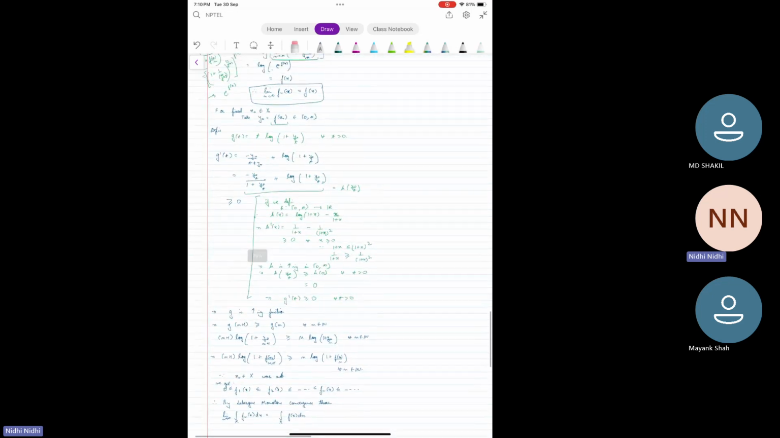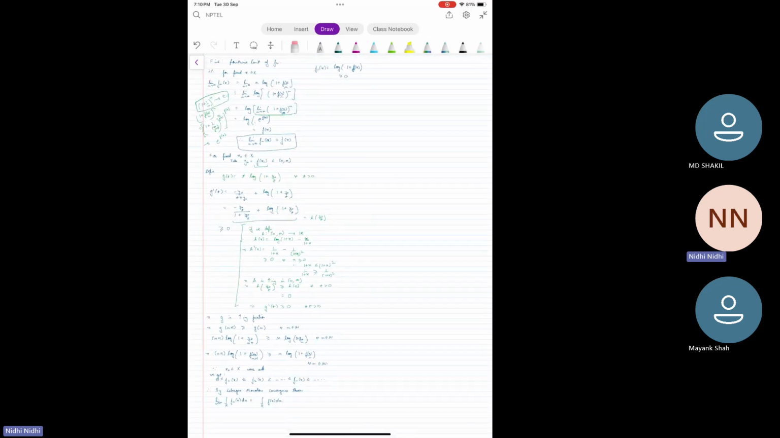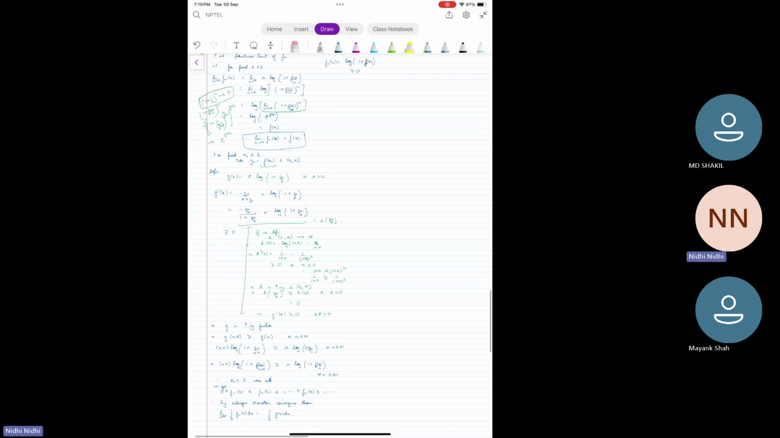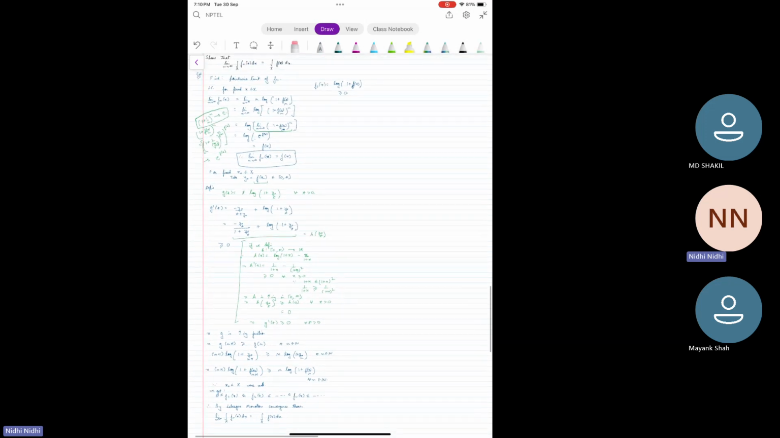Please go through the solution again and let me know if you have any doubt at any point. So the main idea was to show that the sequence of functions is monotonic and its pointwise limit is the function f(x). Hence we use the Lebesgue monotone convergence theorem.